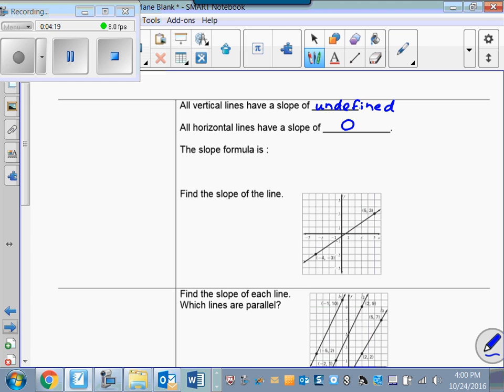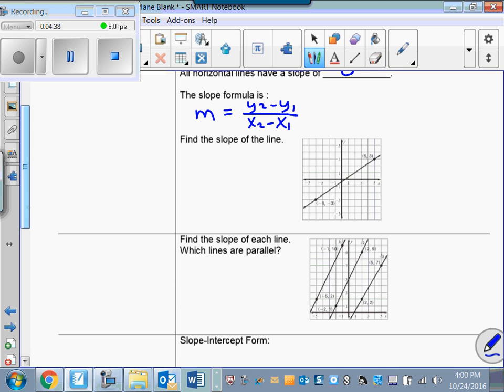All right, the slope formula is, remember we designate slope with a little m, and we say it's y2 minus y1 over x2 minus x1. Does it matter which point I let be x1, y1 and x2, y2? No, as long as I don't switch them up in the middle of my arithmetic. All right, so let's find the slope of this line here. Let's let this be point 2, and let's let this one be point 1. So y2 is going to be 3, and y1 is going to be -3.